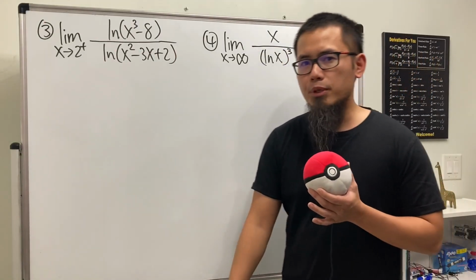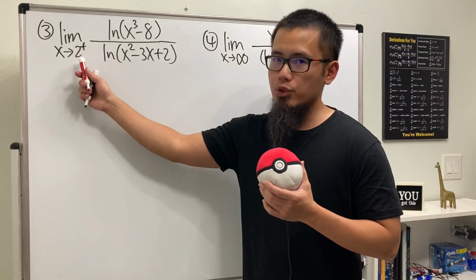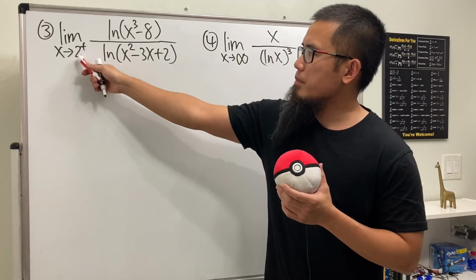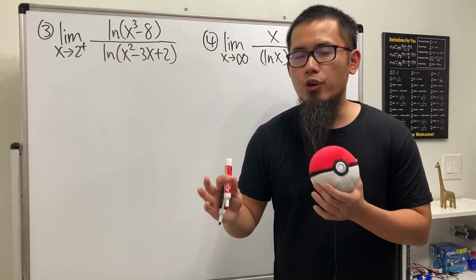Now continue with number 3, we have the limit as x approaching 2 plus. And remember, this right here just means that we are approaching 2 from the right hand side.